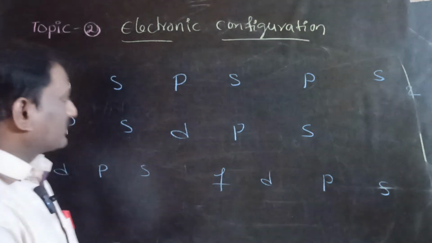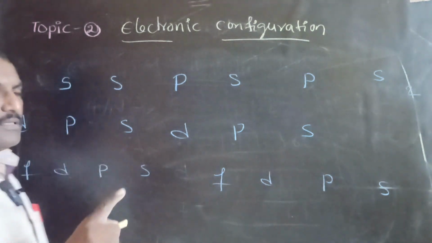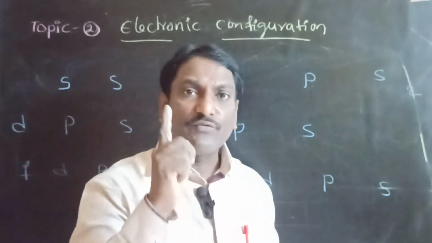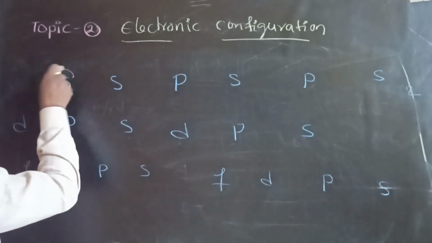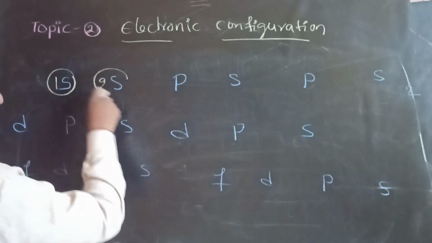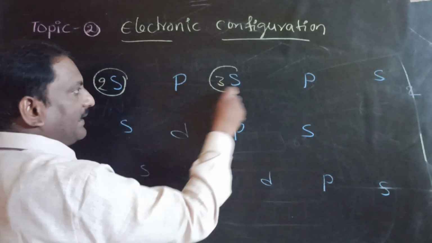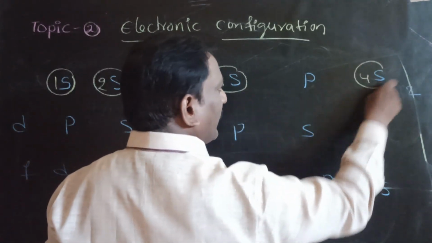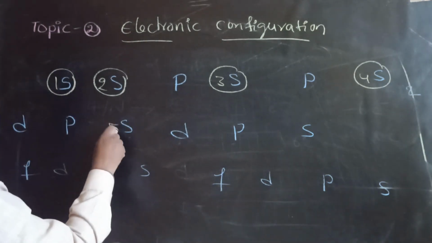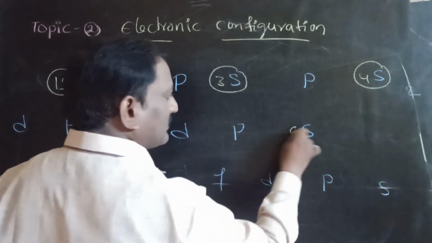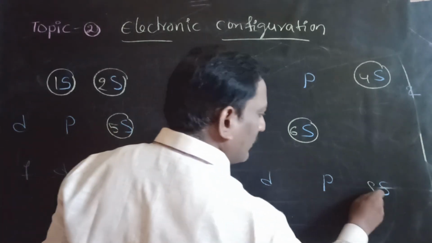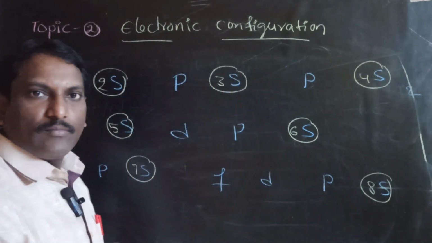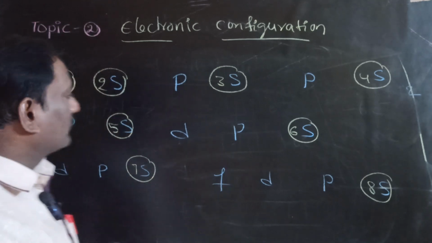Right. S orbitals, the s subshell starts with the first shell onwards. So we should give number 1 to s: 1s, 2s, 3s, 4s, 5s, 6s, 7s, 8s. Please follow this pattern.